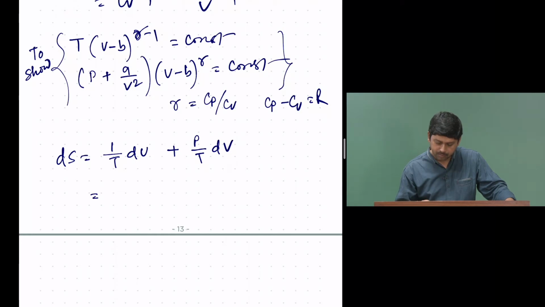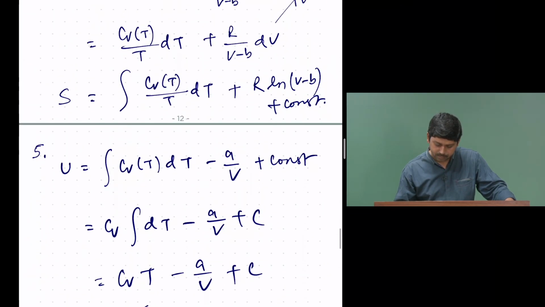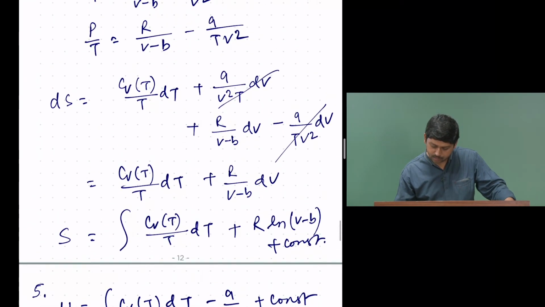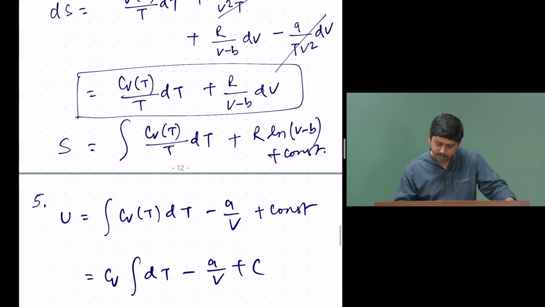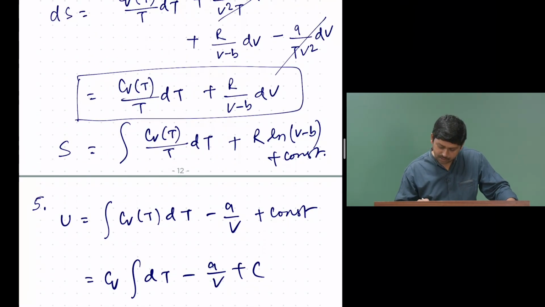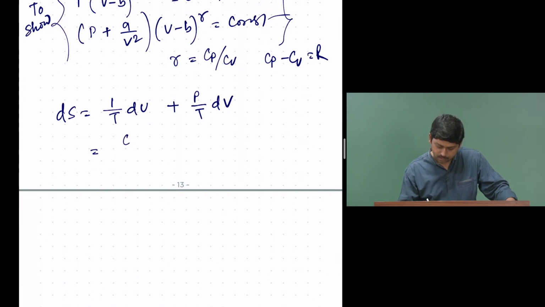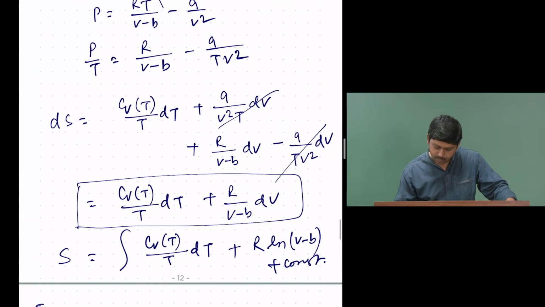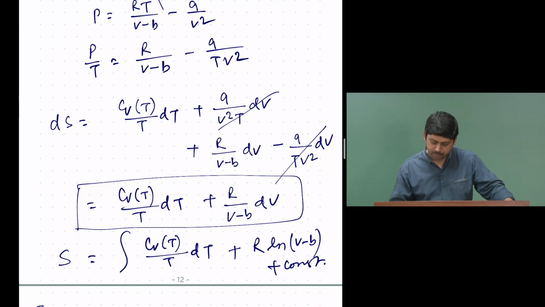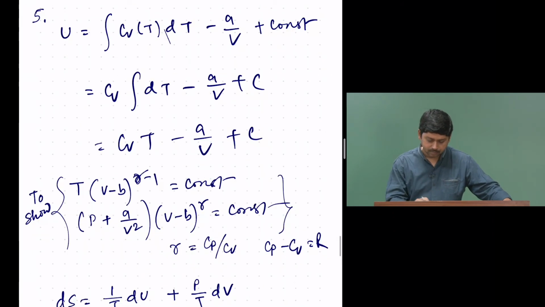Now, 1 by T dU we already know what it is, or we already got that expression. We can write this as dS equal to Cv by T dT plus R by V minus b dV. So, Cv by T dT plus R by V minus b dV. Okay, so this we already got without any approximation for van der Waals gas.